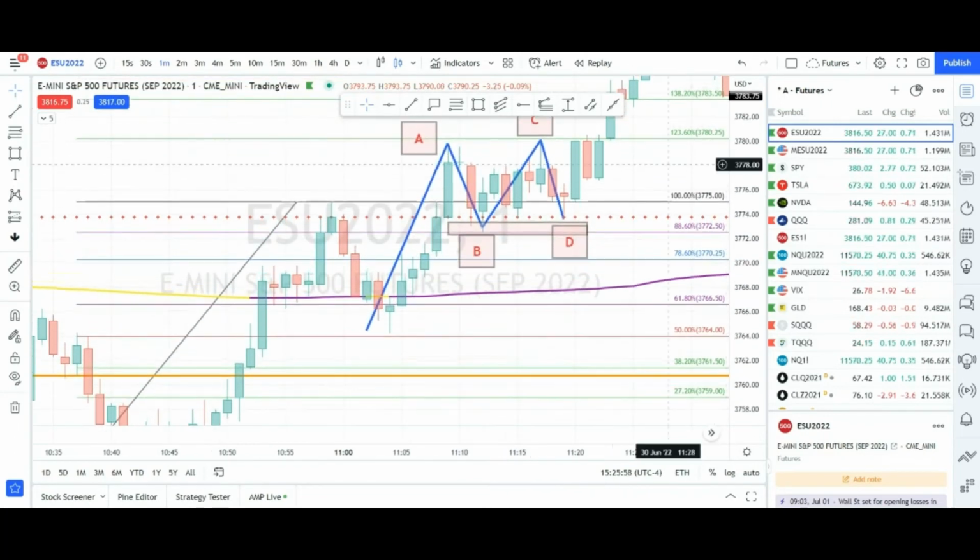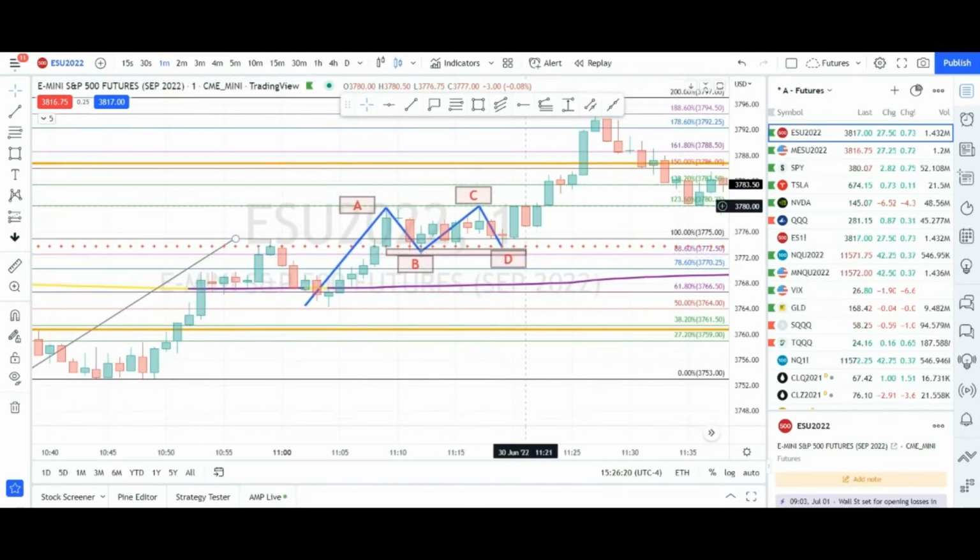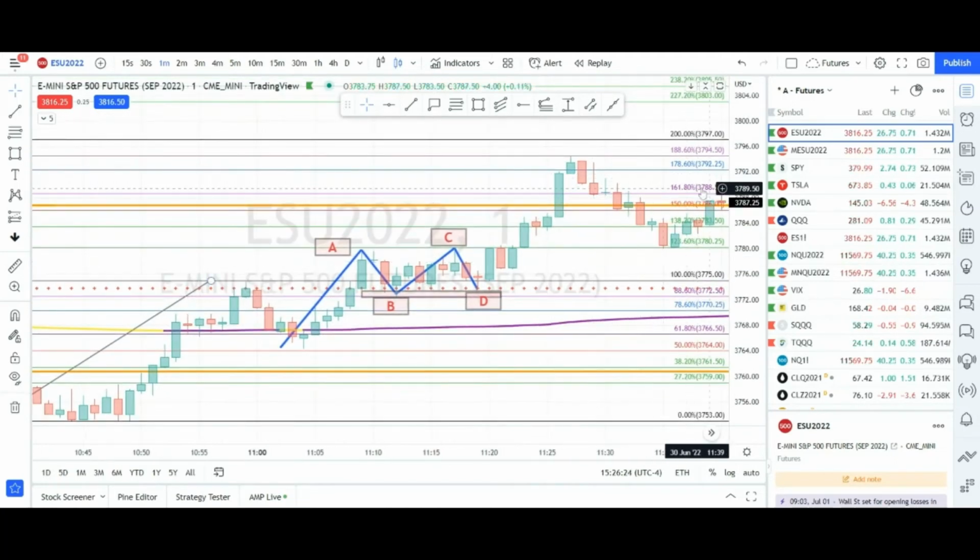No. If you pay attention, the low of this line was 3772.5. You can see the levels here, 3772.5, and the low of this bearish candle, the pin bar candle, is 3774, which is higher than the previous green candle. And after that the price shoots up to my destination, which was 161.8 or 188.6.